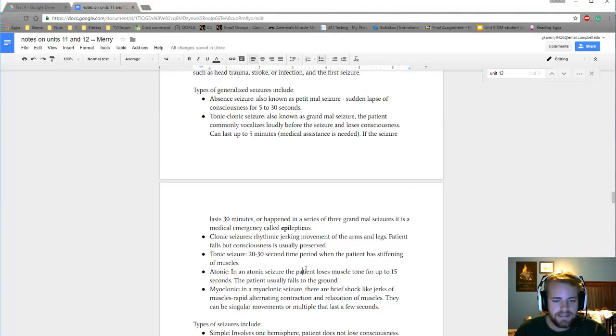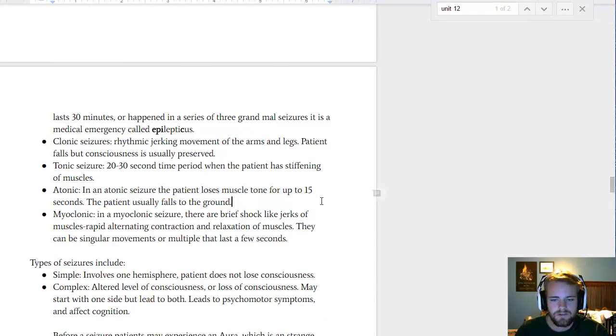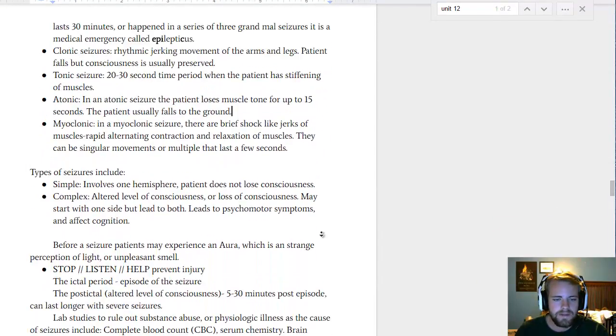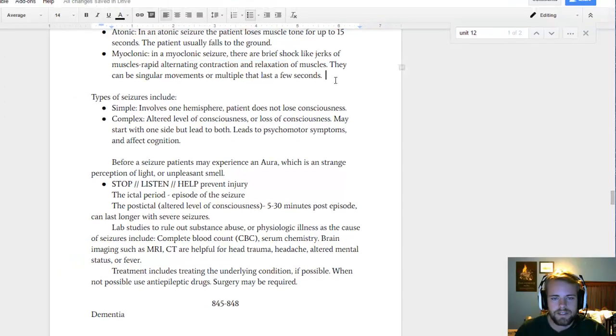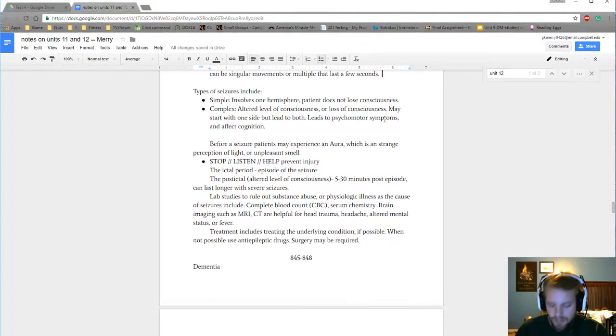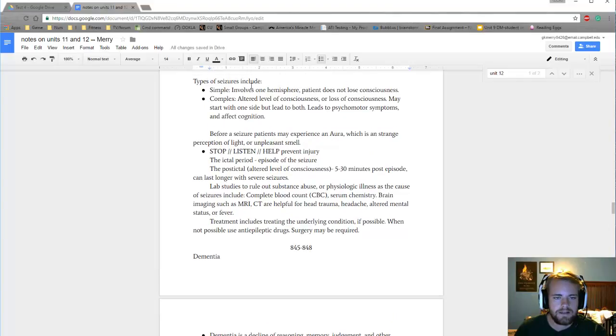And then there's atonic, which is atonic seizure. The patient loses muscle tone for 15 seconds. The patient usually falls to the ground. Myoclonic is the final. Myoclonic seizures are brief, shock-like jerks of muscle, rapid alternating contractions and relaxations of muscle. They can be singularized. So types of seizures include simple versus complex.